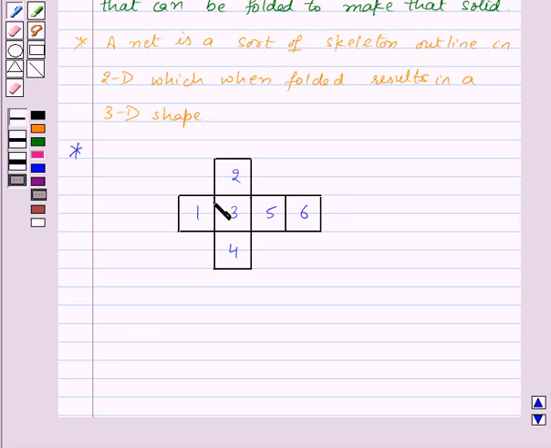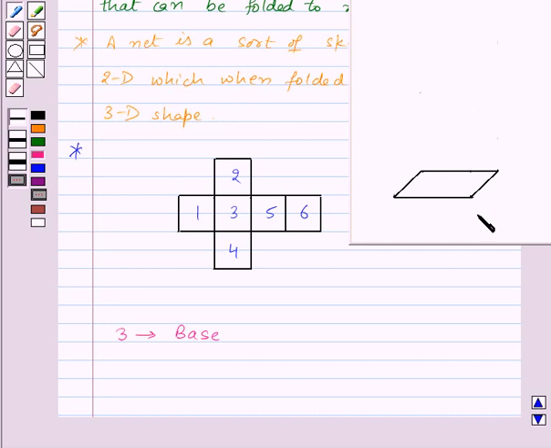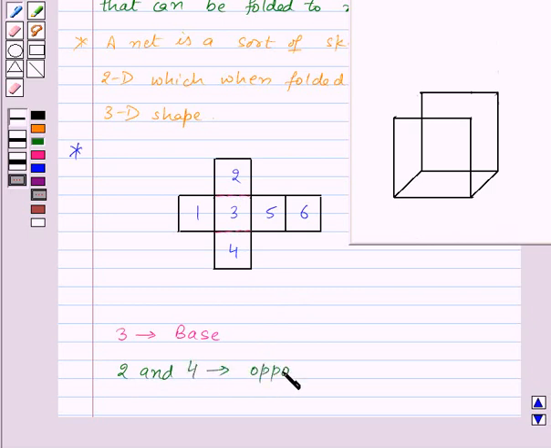Now, first of all, we will take the square numbered as 3 as the base for the cube. So, here the square numbered as 3 is the base, which will look like this. Now, fold the square numbered as 2 along with this dotted line and the square numbered as 4 along with this dotted line. So, square numbered as 2 will be at the back and square numbered as 4 will be in the front. And thus, we will get a shape like this. So, square numbered as 2 and square numbered as 4 will be opposite to each other.